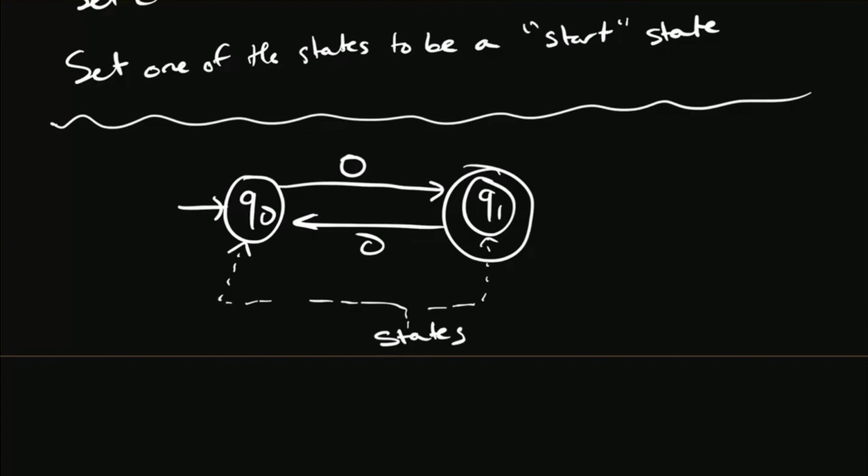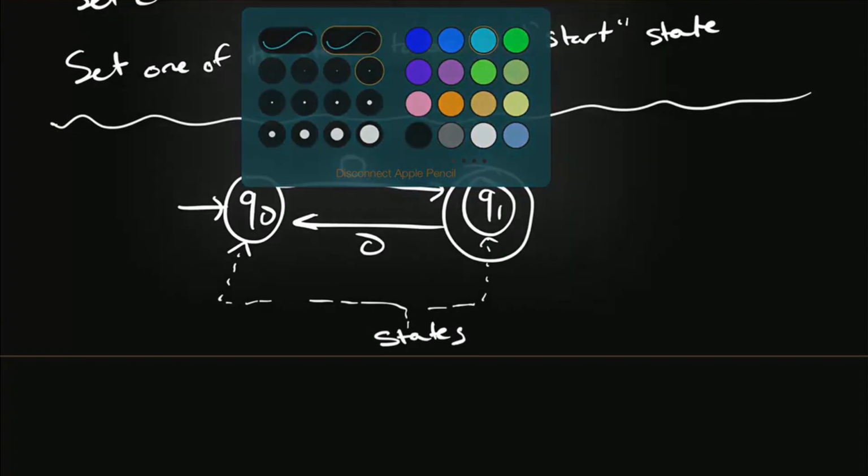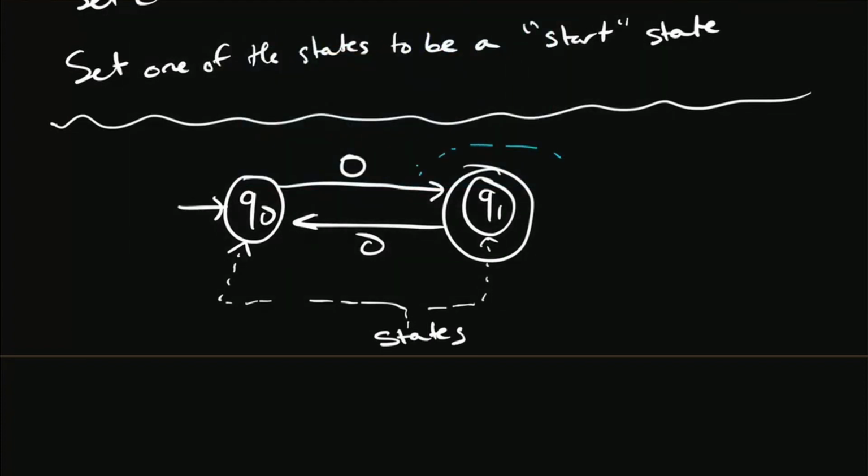So is Q0 a state? Yes, because it's encased in a circle. Is Q1 a state? Yes. So, okay, that's fine. What are these arrow things between the states? These are transitions.